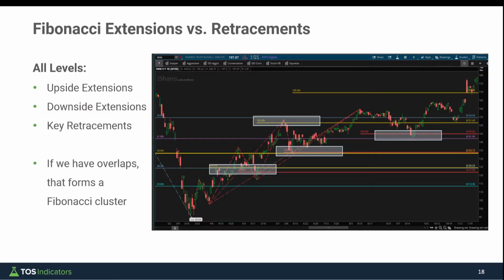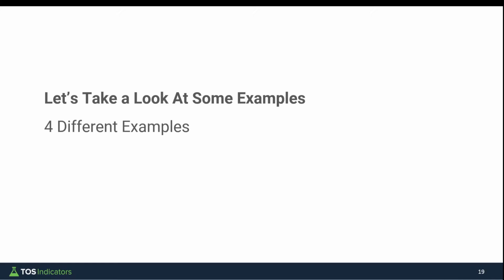More on that in the next section in which we build clusters, but for now, let's move on to charts and take a look at some examples. I'll start by first showing you how to configure the tool on your end, and then I'll walk through 4 different examples.